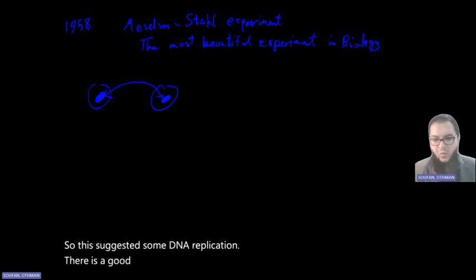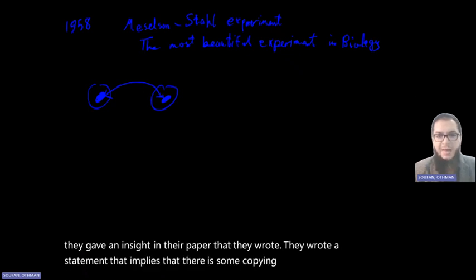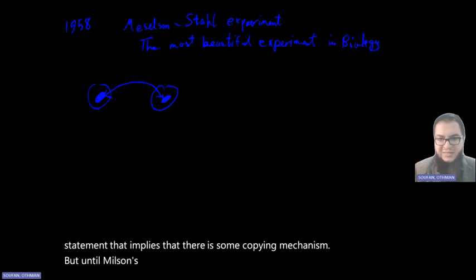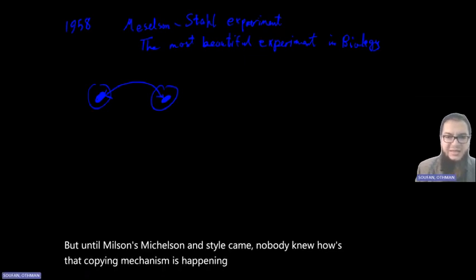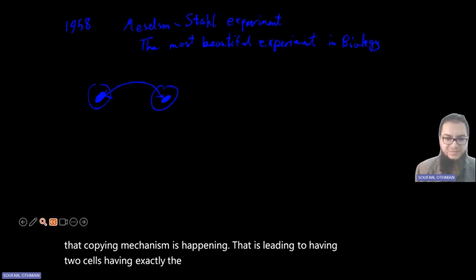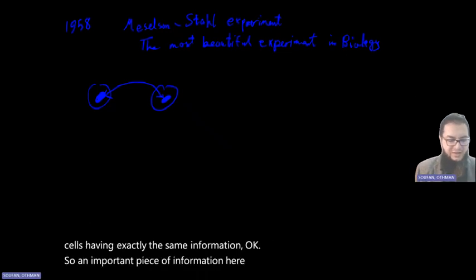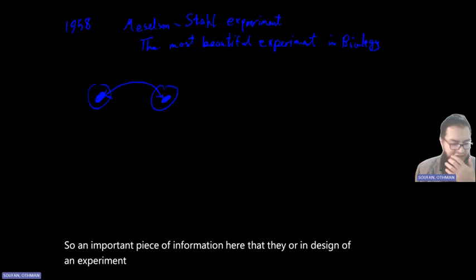There's good credit for Watson and Crick, because they gave an insight in their paper, a statement that implies that there is some copying mechanism. But until Meselson and Stahl came, nobody knew how that copying mechanism was happening, leading to two cells having exactly the same information. So an important piece in the design of their experiment was to come up with a protocol to answer that question.